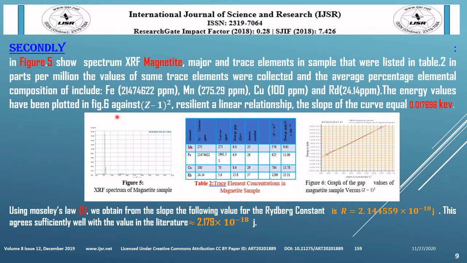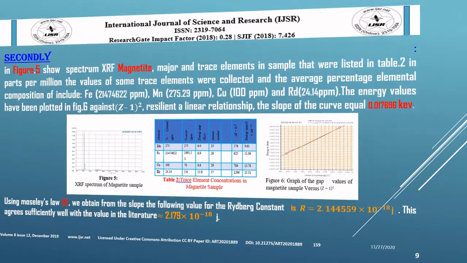Secondly, for the magnetite, we have figure 5, spectrum of the magnetite sample. Then we have this table and the graph. From this graph, we use Moseley's law. Then we obtain the constant R. This R is equal to the literature value.